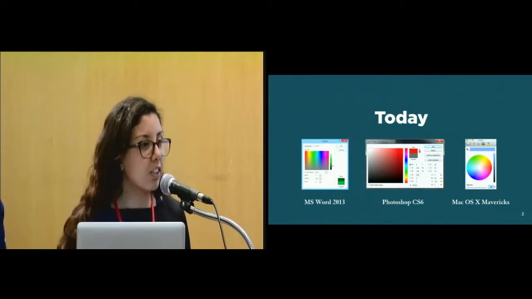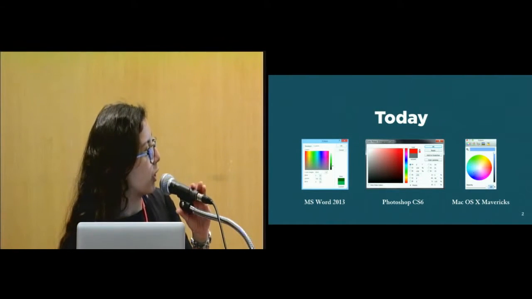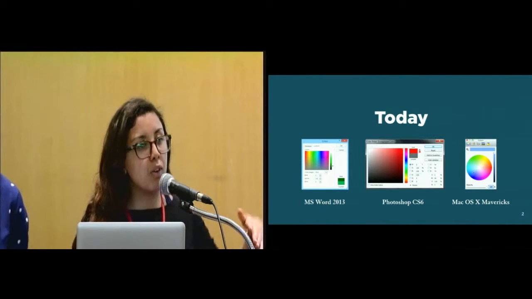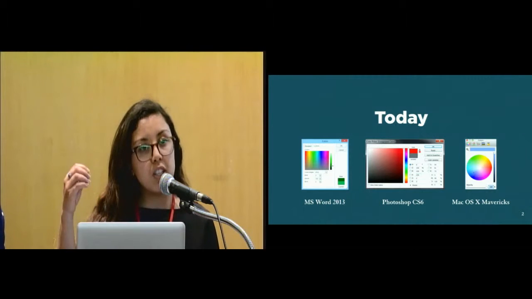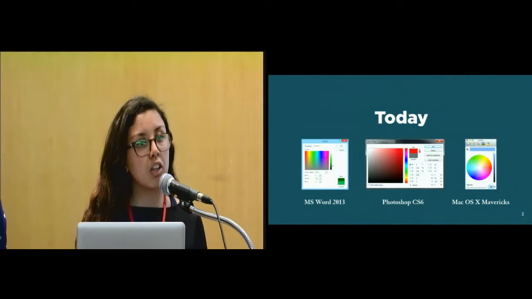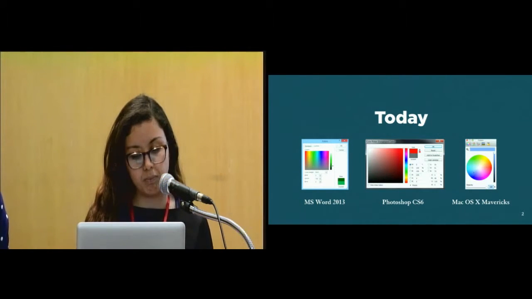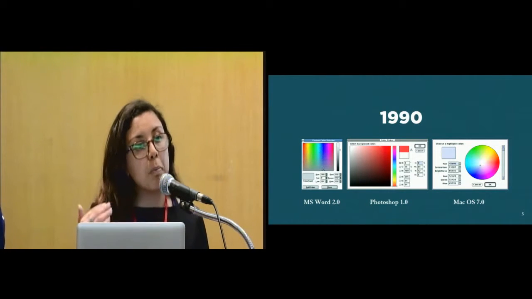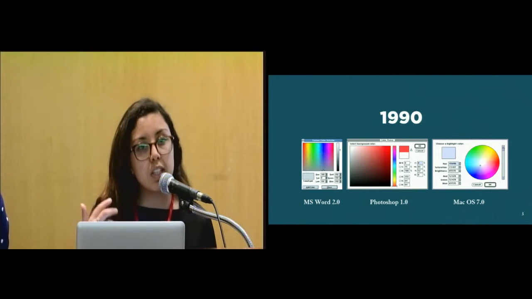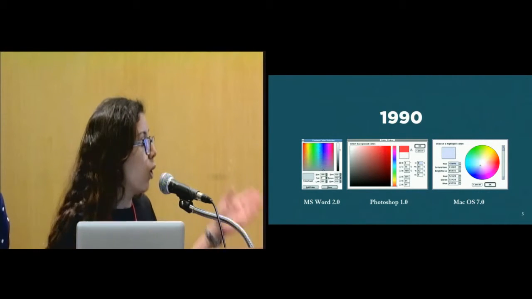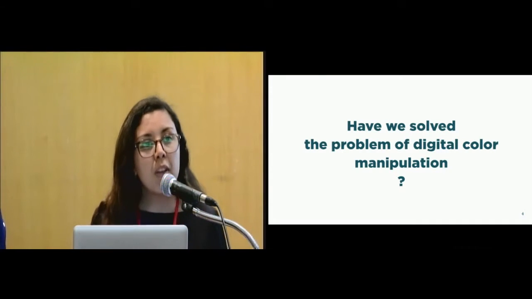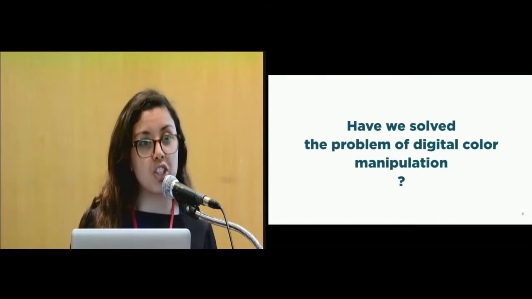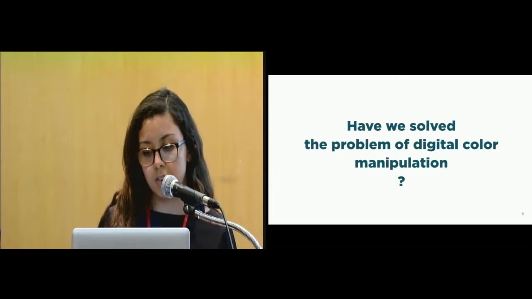If we look at the current interfaces of color pickers, we see that they usually have a representation of a color space and a set of controls and features that allow selecting a color from this representation. If we look back at the initial version of these interfaces, when they were first introduced 25 years ago, we see that they haven't changed much. So, have we solved the problem of digital color manipulation?